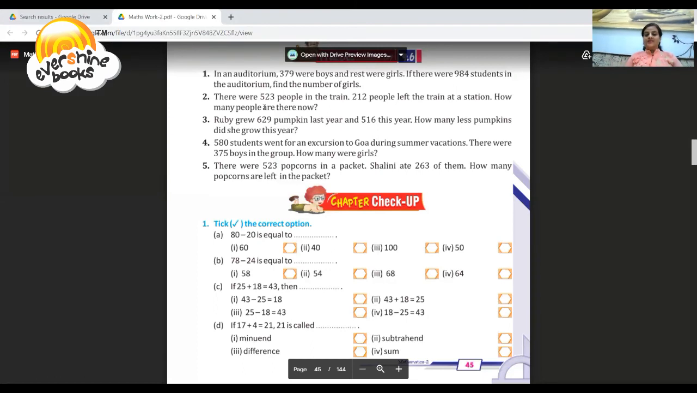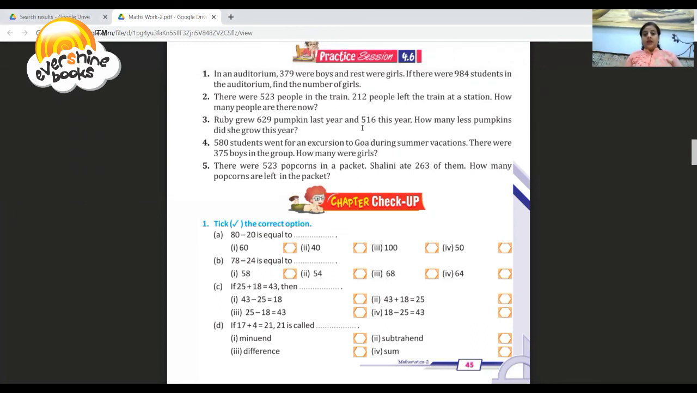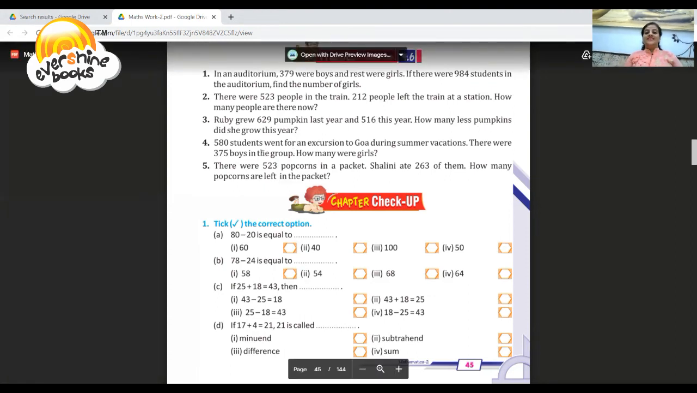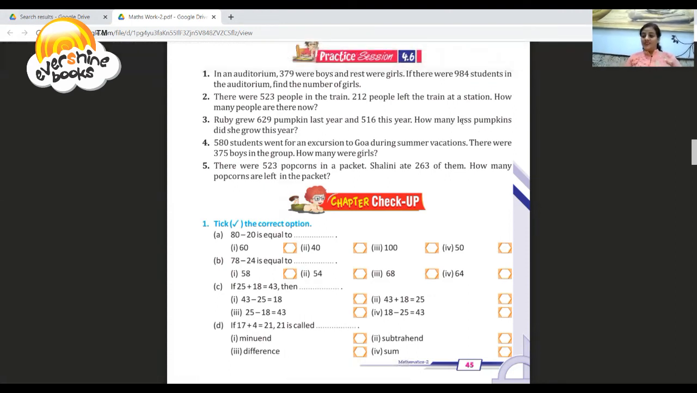So we are going to subtract the number from the biggest number. That is 523 minus 212. Okay. Next is Ruby grew 629 pumpkins last year and 516 this year. How many fewer pumpkins did she grow this year? Less is already written here. So you will come to know that this is a minus sum word problem and you are going to subtract 516 from 629. Okay, students?